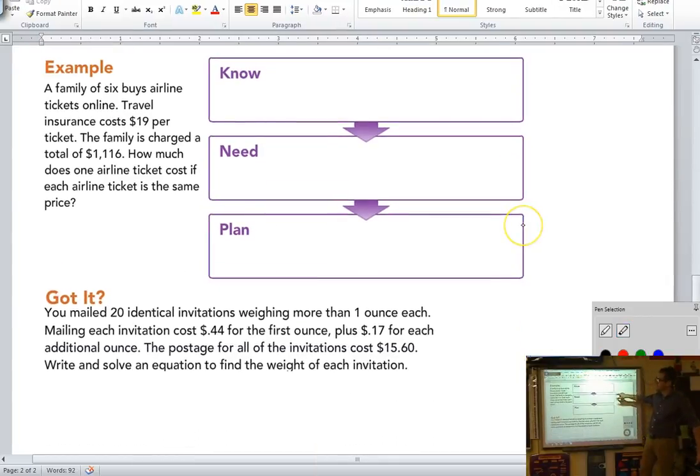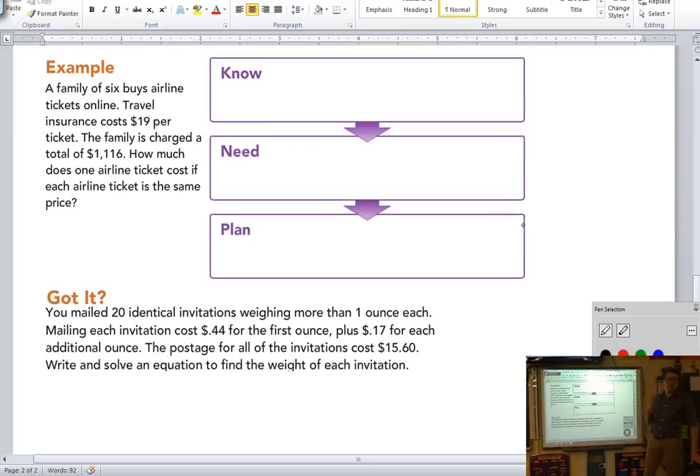Highlight what's important. In the note box, we're going to write a verbal equation first. So be careful. Don't work too far ahead.